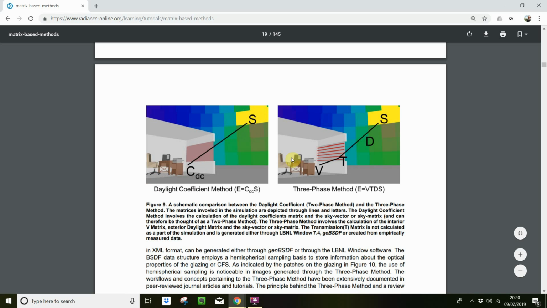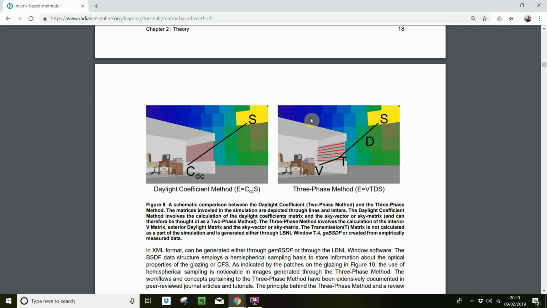The difference with the three-phase method is that the calculations are separated into three parts, hence three-phase. Two-phase is the sky and your points. Three-phase is the sky, the transfer of light energy from the sky to your windows through phase one, through your window fenestration, phase two, from your window fenestration to your camera view or your calculation points. So one, two, three.